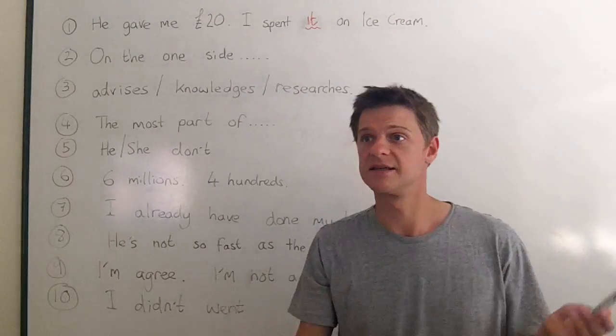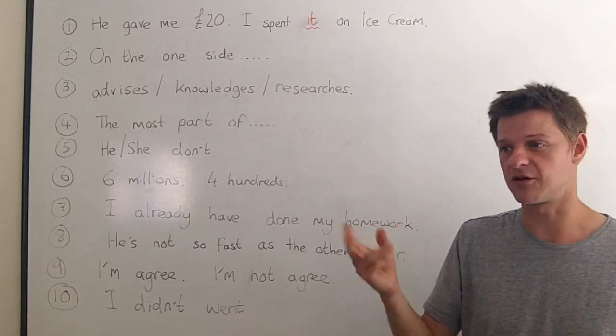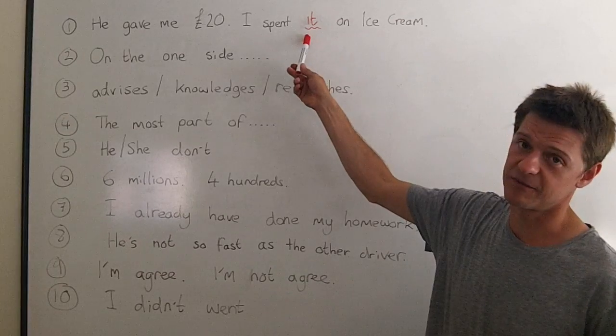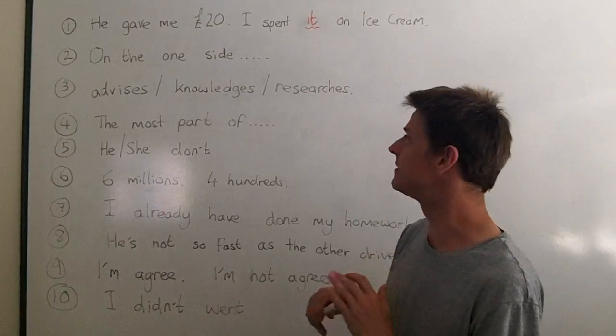Money is always it. Even when it's £50, £2, I spent £2 on ice cream. I spent it on ice cream. Always it, please, for money. For any amounts of money, still it, not they or them.